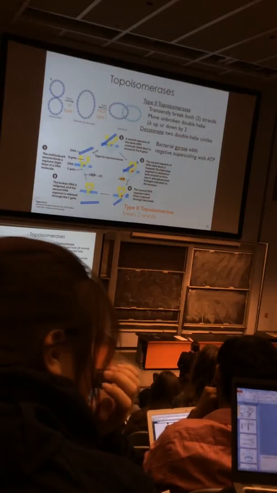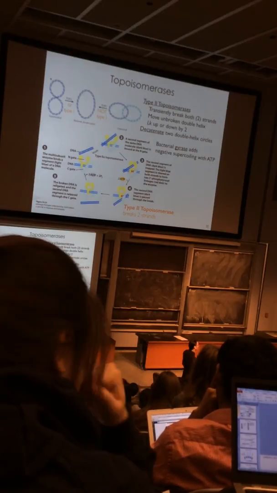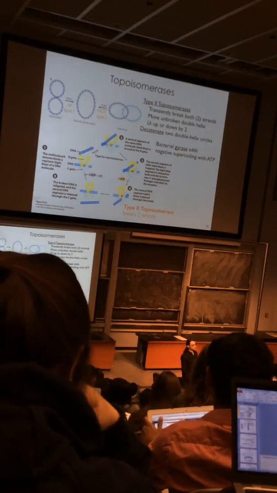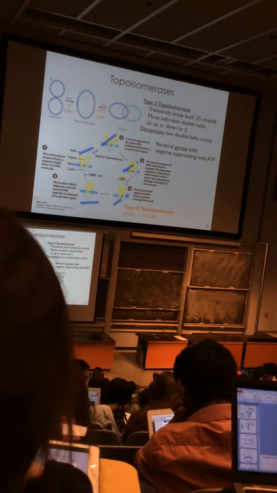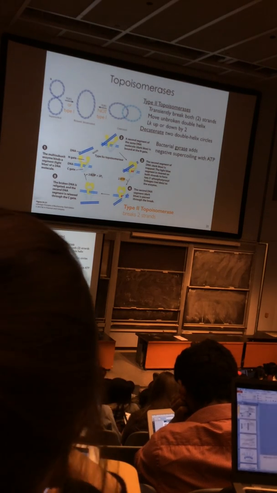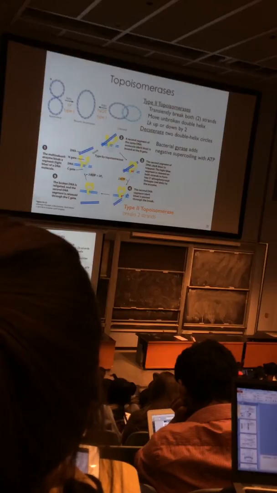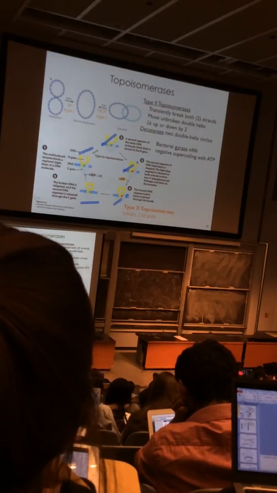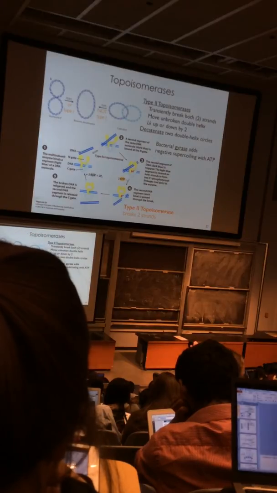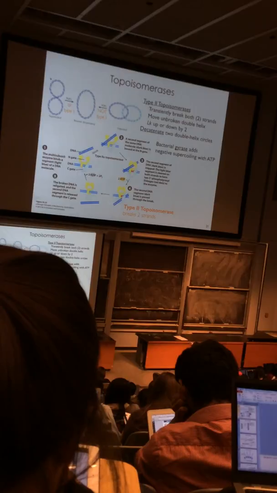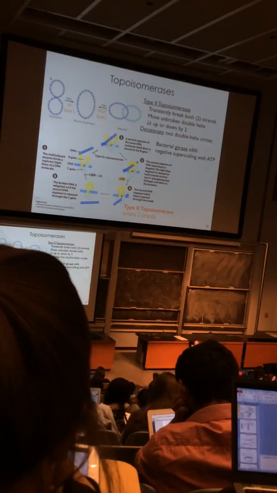So this whole process is a cycle where a type 2 topoisomerase changes the linking number of the DNA. Gyrase is one example of a type 2 topoisomerase. This one is a eukaryotic type 2 topoisomerase. Gyrase has the same mechanism. It uses ATP to run through this whole cycle.